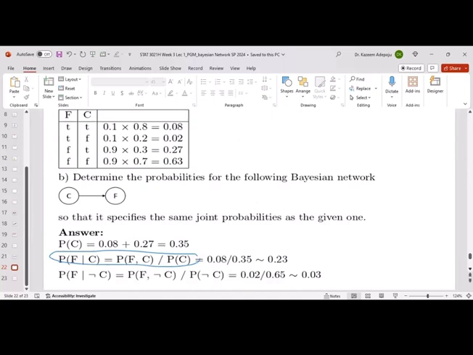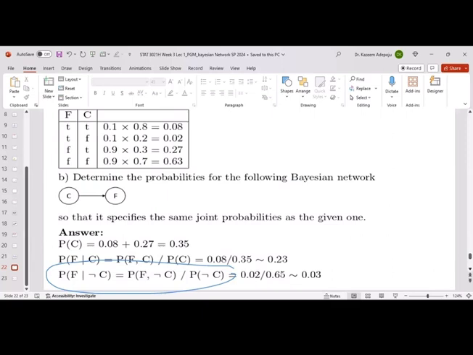Now, what is the joint? It's 0.08, the one for true, divided by the probability of C, which is the total probability. Then I can also figure out the probability of this guy. There's no difference between this and this, except that where we have C, we put complement. It's going to be the same way.